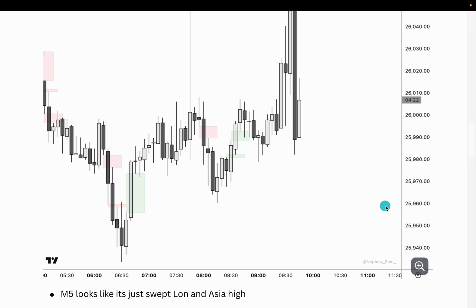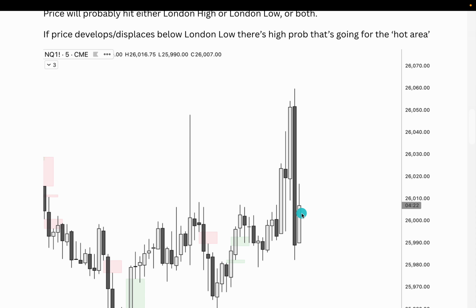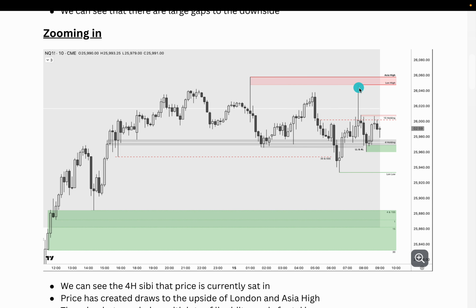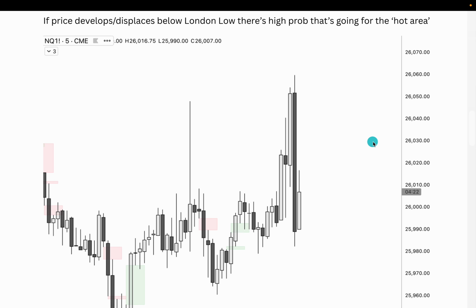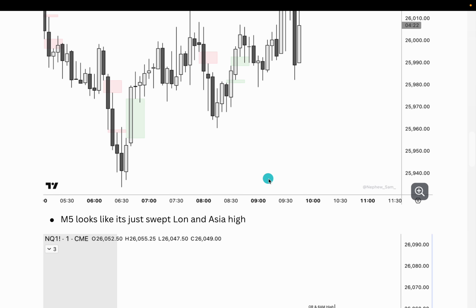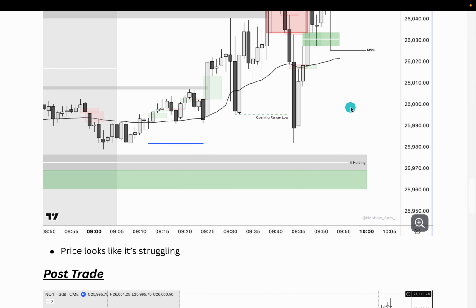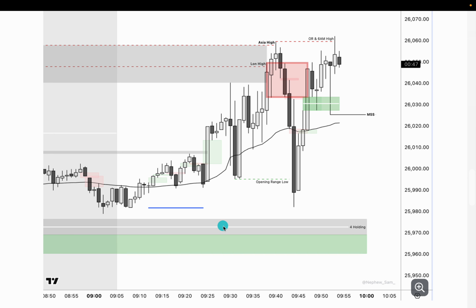This is the 5-minute chart just after open, and you can see that it came up and swept this high here, which is here. So it came up and swept London high and Asia high, and then immediately engulfed and came down. So that's my comments here. And then it looked like it was struggling, like it wasn't booting off to the upside. So I said here that it looks like it's struggling, but actually there was more than that going on, and now I can see that.